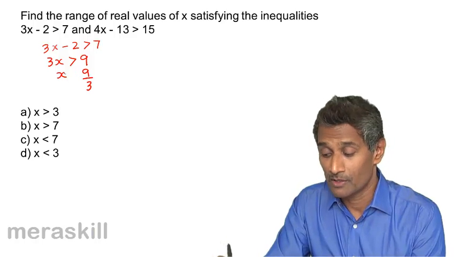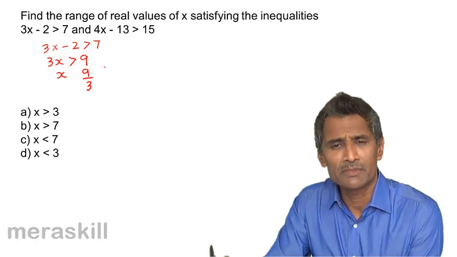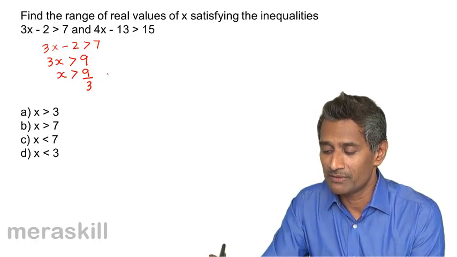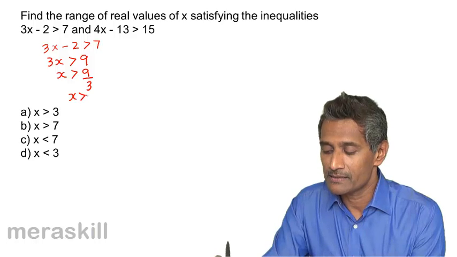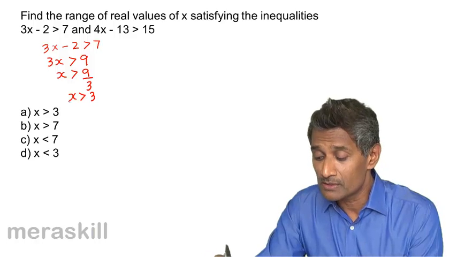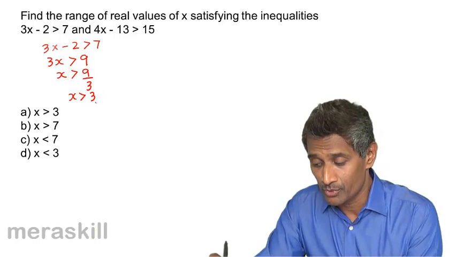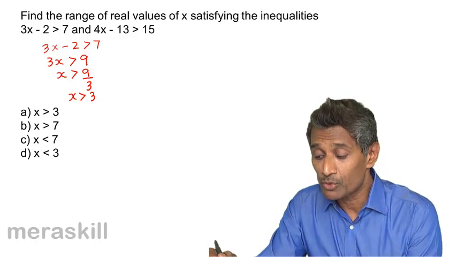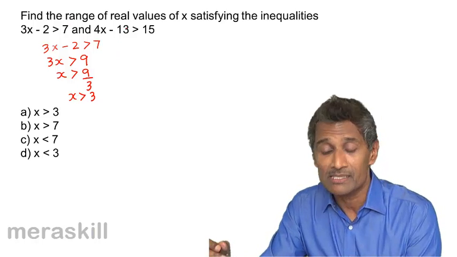What happens? You're dividing by a positive number. There is no need to worry. We go on. x is greater than 9 by 3, which means that x is greater than 3. But we are talking about a range of values. So these are only those values which satisfy this particular inequation. We have to couple them with those values which satisfy this inequation.